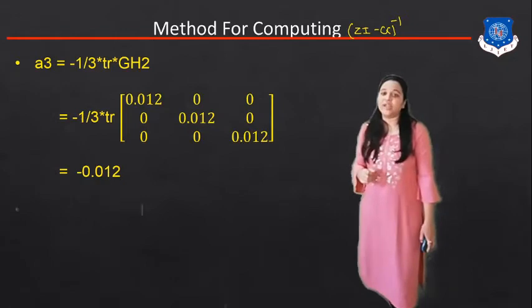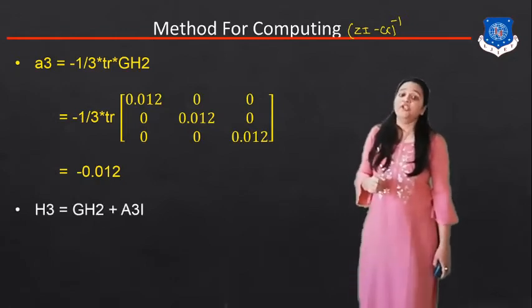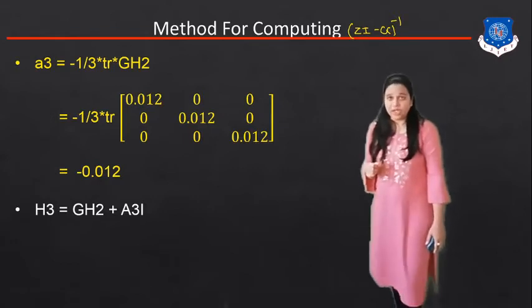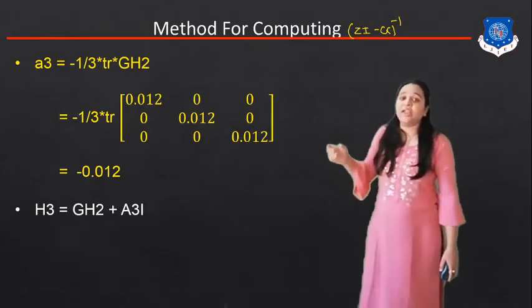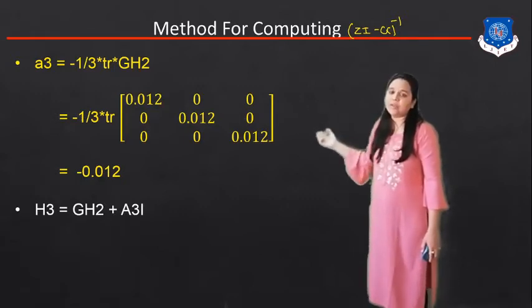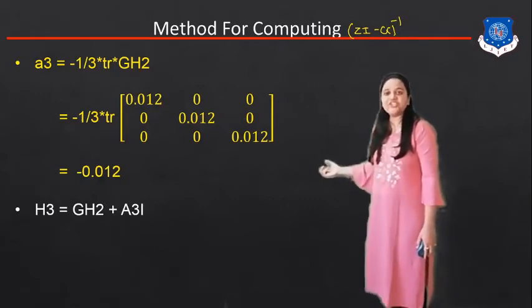Now next we have to find the value of H3. So H3 is equal to G H2 plus A3 I. Put the value of G H2 that we have already found in the above equation. So directly put this matrix in the H3 equation.